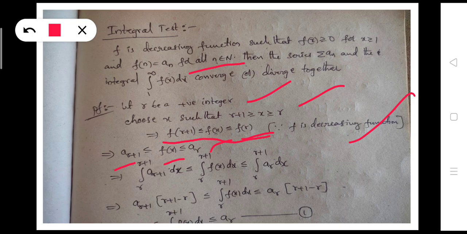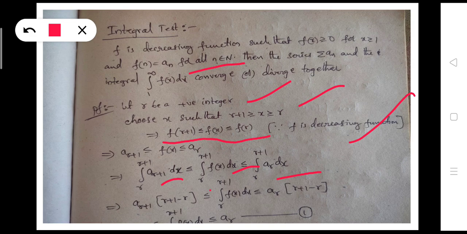So a(r+1), we take the integral of all terms, integration of all terms, that is written as integral r to r+1 of a(r+1) dx is less than or equal to integral r to r+1 of f(x) dx less than or equal to integral r to r+1 of a(r) dx. So what is the integration here? We do integration with respect to x only. So a(r+1) into integration of dx means x.